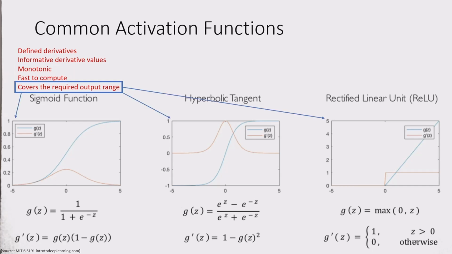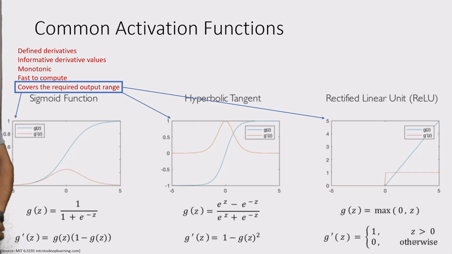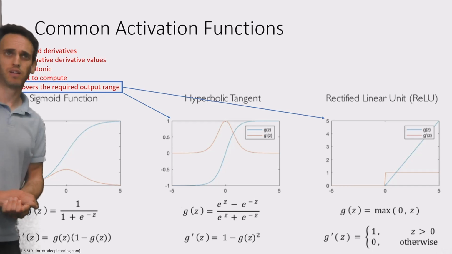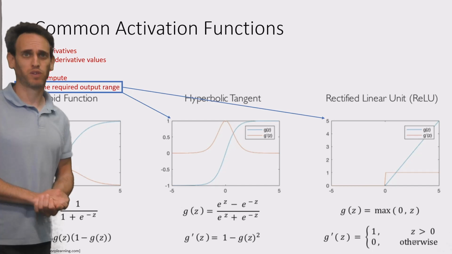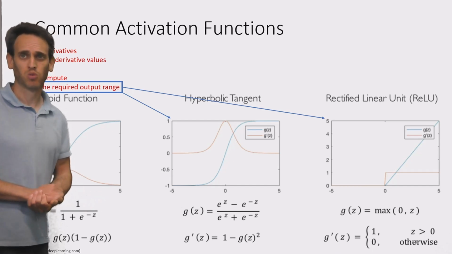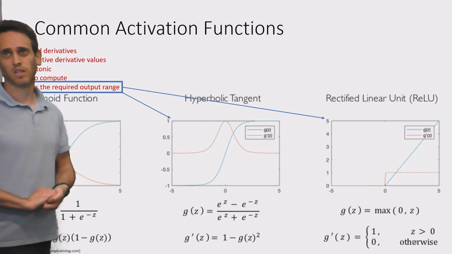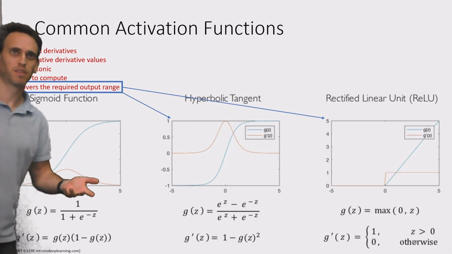Do they cover the required output range? Sometimes. Again, the sigmoid function returns values between 0 and 1, which might be very good at the final layer if you're trying to approximate probabilities. Tanh provides values between -1 and 1, which might be relevant in many control functions. ReLU can provide values between 0 and infinity, so that might be relevant to other cases.